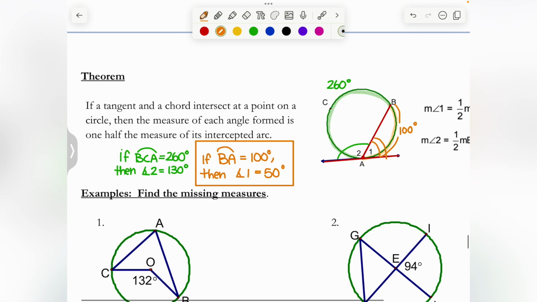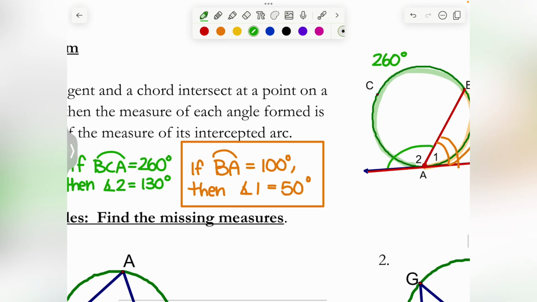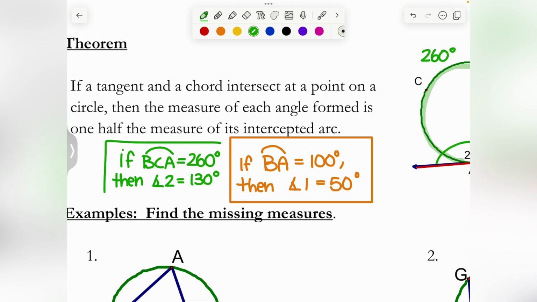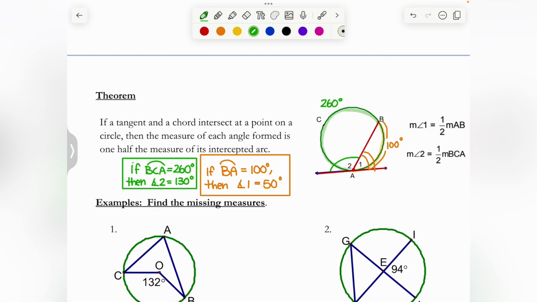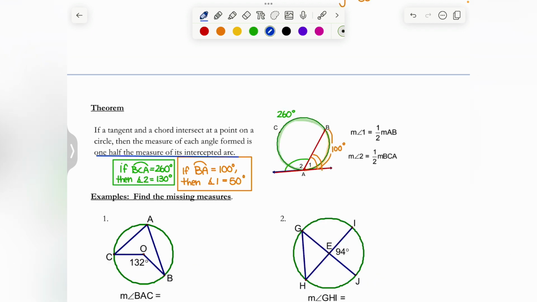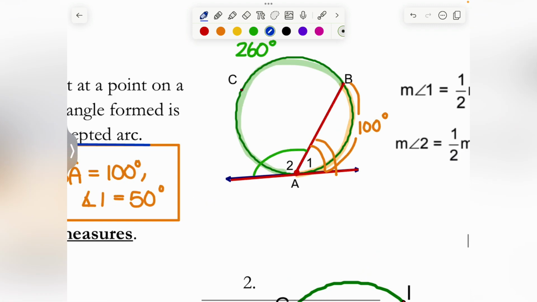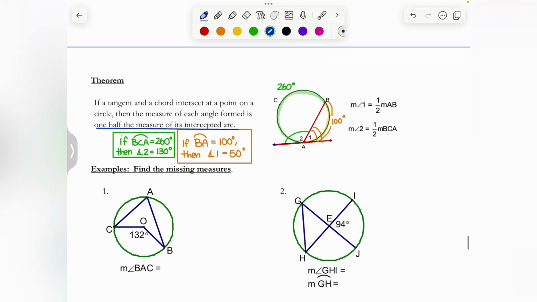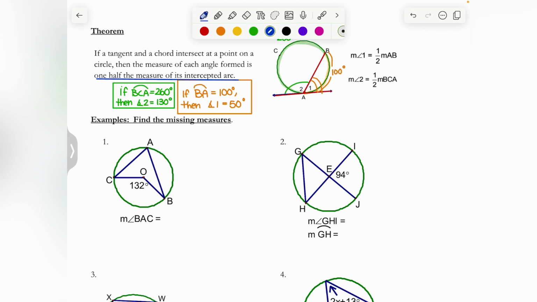Okay, and then if this green arc that angle 2 creates is 260, then angle 2 will be half of that, 130. So the measure of each angle formed is 1/2 the measure of its arc. It's still the same theorem, it just looks a little bit different because these angles are not totally inside the circles. But now that we know that, let's do our last few examples for this lesson.